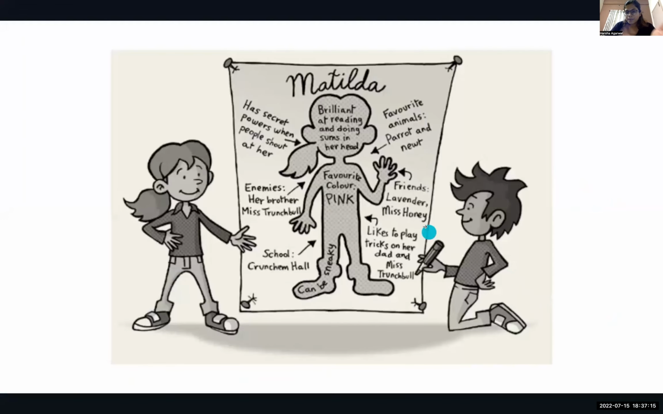You can see here Matilda on the screen. There's a chart paper, and there's this character Matilda. The students are beautifully painting Matilda: how she likes to be sneaky, the name of the school where Matilda is, how many friends she has, how many enemies she has, and all this sketching about Matilda's personality and her life.